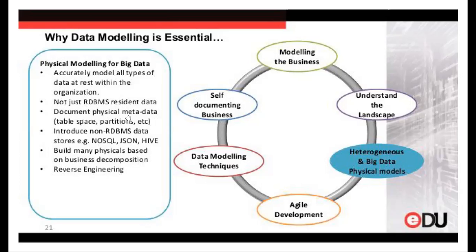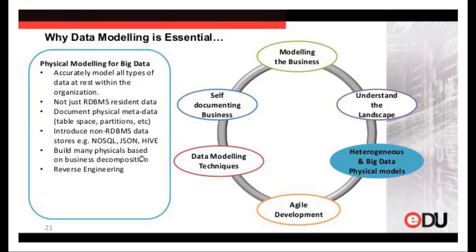Third point, document physical metadata, table space, partition, etc. Whatever you are storing should be under some particular metadata format, and then you can apply some non-RDBMS (NRDBMS) data stores like NoSQL, JSON or Hive. These are some examples of NRDBMS systems, whereas for RDBMS the examples are Oracle, Microsoft SQL, PostgreSQL. NRDBMS can be NoSQL, JSON or Hive as per your storage type.